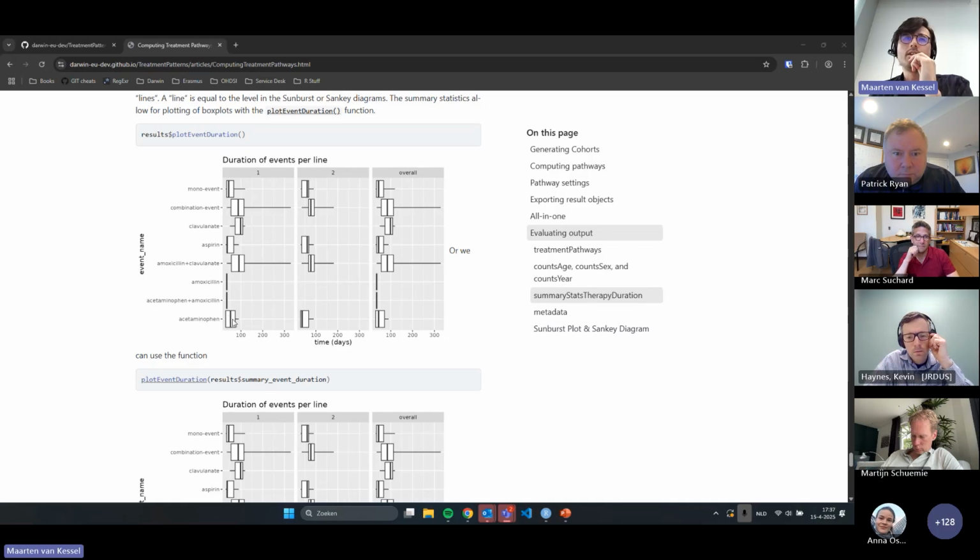And then we can see it generates box plots on how long each treatment took. So you have a minimum, a maximum, and then the median, and then the Q25 to Q75 as well. So this gives you an indication of how long each treatment took, or event, I should technically say, if that makes sense.